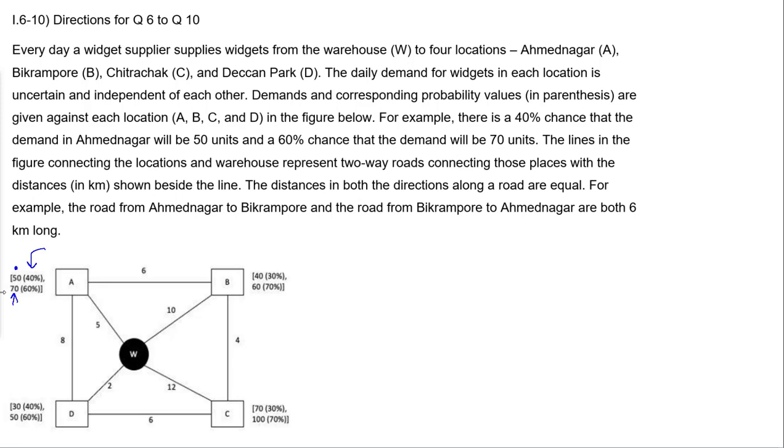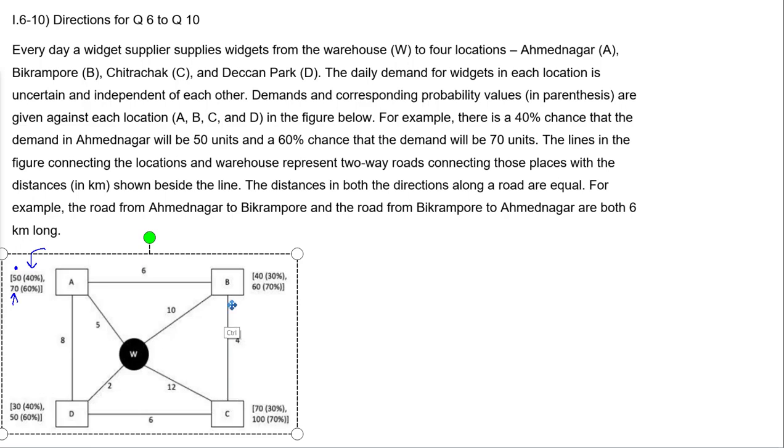The lines in the figure connecting the locations and the warehouse represent two-way roads connecting those places with the distances shown on the line. The distances in both directions along a road are equal. For example, the road from A to B and the road from B to A, both are 6 kilometers. There is one more paragraph given.